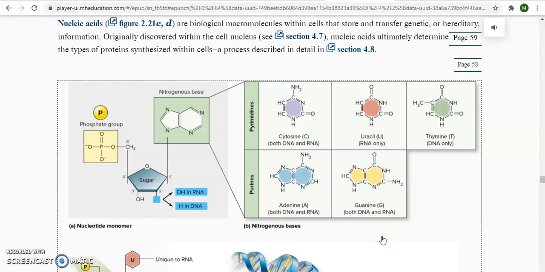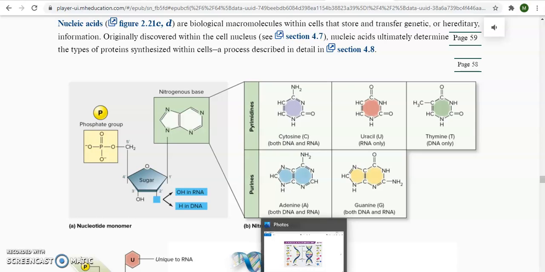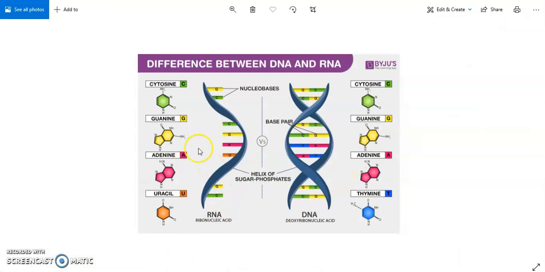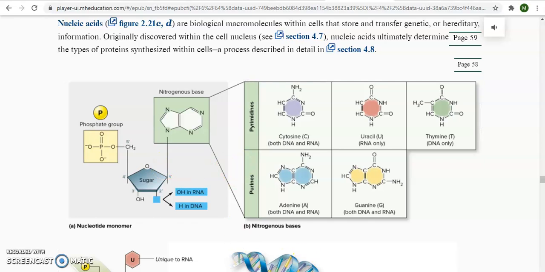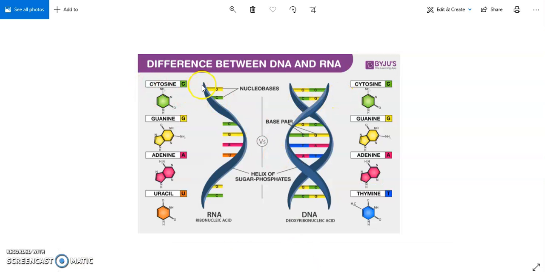They're DNA and RNA. And I pulled up a picture. The book didn't really have a nice picture to compare the differences. So in our list here, number 28 is distinguish between DNA and RNA. So know how their number of strands differ, how they differ in their sugar, and how their bases differ too. In this picture, you can see this is RNA, and it has a single strand. And then DNA has two strands, or double-stranded.